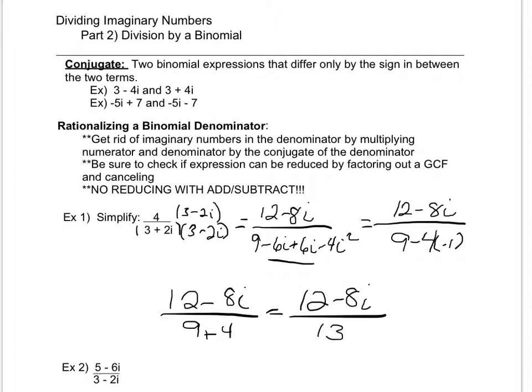And I noticed that even though 12 and 8 have a GCF of 4, factoring that 4 out isn't going to help me because 13 can't be reduced by 4, so I'm going to leave it like that. And there's my final answer. Let's look at another example.